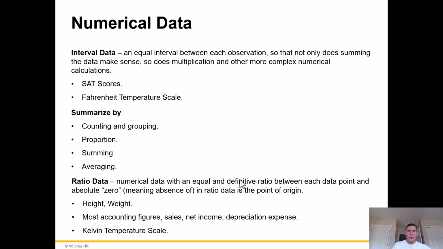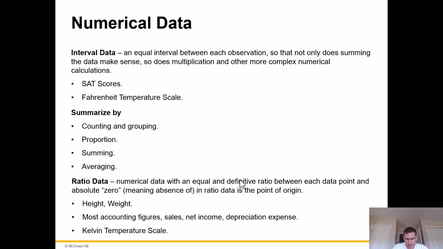Numerical data, interval data, this has an equal interval between each observation, so that not only does summing the data make sense, so does multiplication and other more complex numerical calculations. So SAT scores, obviously there's the same sort of space, if you will, between each score. Same with the Fahrenheit temperature scale or the Celsius, either one. Here we summarize these by counting and grouping. We may be interested again in the proportions and also perhaps summing and averaging.